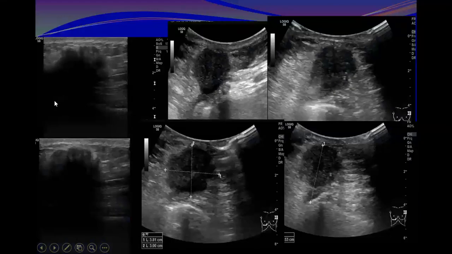With heavily shadowing lesions, I could not evaluate and see the deep portions and the extent of the lesions when I used the curved low frequency transducer. I could see the whole lesion without losing its characteristics, its suspicious features, and I could measure it.